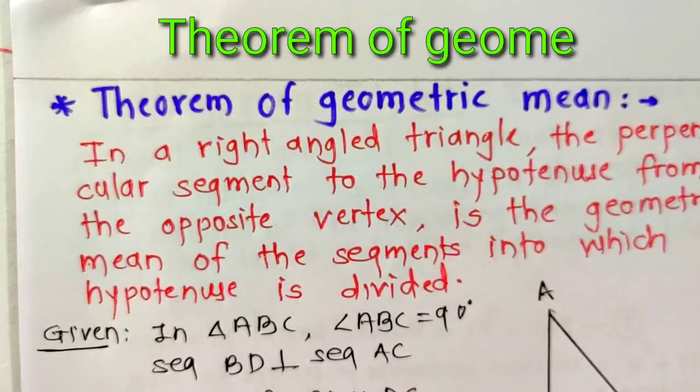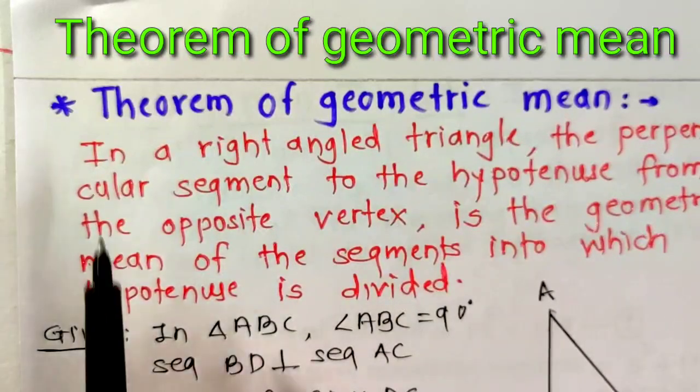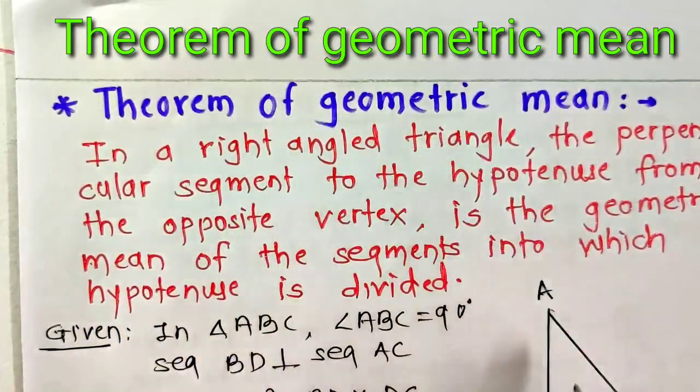Now the next property is the theorem of geometric mean. This is a very useful theorem that we have to use while solving the sums. It is not for proof, but we have to use this in sums. So in a right angle triangle, again a right angle triangle is given.